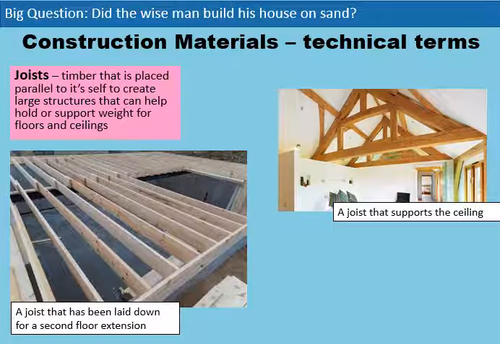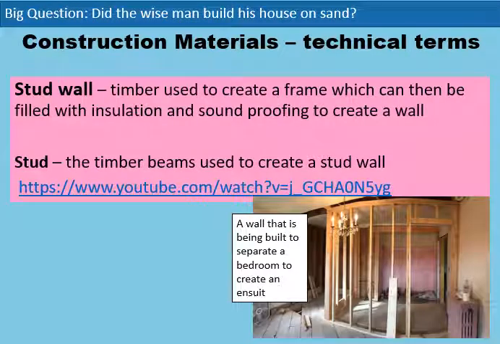Construction materials. Technical terms. Joist: timber that is placed parallel to itself to create large structures that can help support weight for floors and ceilings. Stud wall: timber used to create a frame which can then be filled with insulation and soundproofing to create a wall. Stud: the timber beams used to create a stud wall. And there's also a YouTube video there which explains all about stud walls and how you can create them. Very, very informative. Highly recommend you watch it.